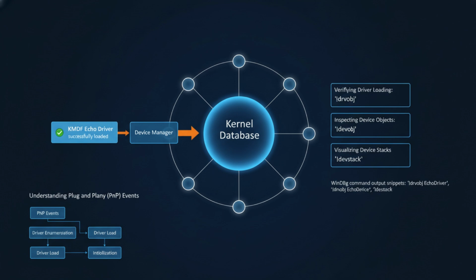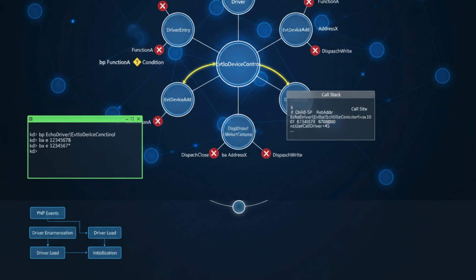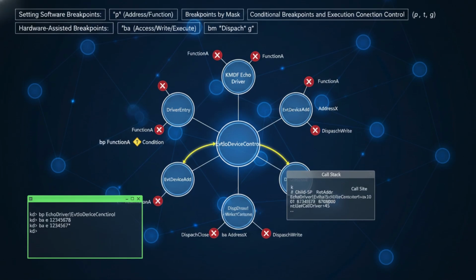Furthermore, understanding plug-and-play, or PNP, is crucial, as KMDF drivers heavily rely on it for resource allocation and device initialization. By using these commands, we can quickly confirm our KMDF Echo Driver is correctly initialized within the kernel, setting the stage for deeper analysis. Tracing the execution flow of our KMDF Echo Driver is fundamental to understanding its behavior.